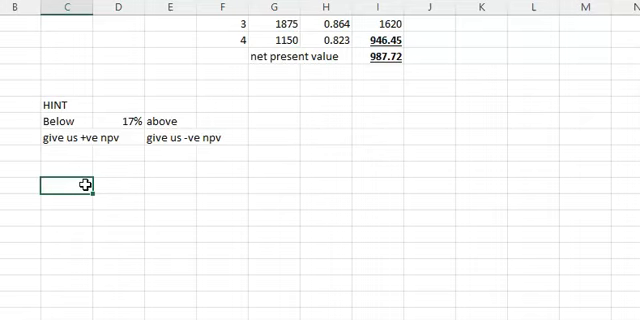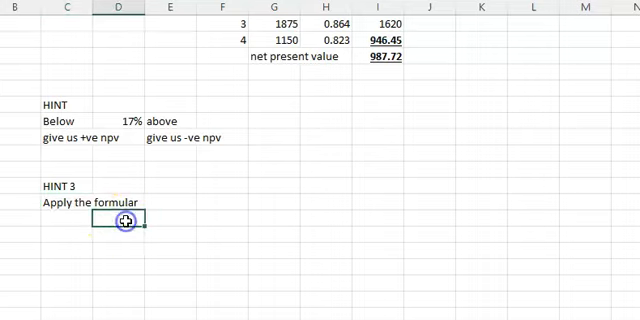IRR formula. Hint number 3. Apply the formula. So what's the formula? There are a lot of formulas for IRR. I personally prefer this one.